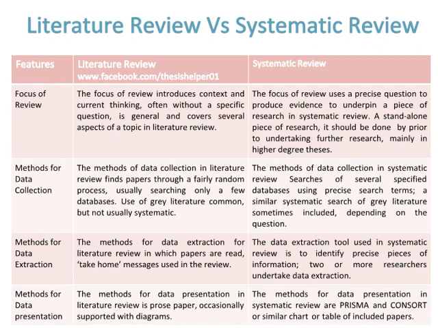The method for data extraction in a literature review is that papers are read and take-home messages are used in the review, while the data extraction tool used in a systematic review identifies precise pieces of information. Two or more researchers undertake data extraction. The method for data presentation in a literature review is prose, occasionally supported with diagrams, while in a systematic review it is PRISMA and CONSORT or similar charts, or a table of included papers.